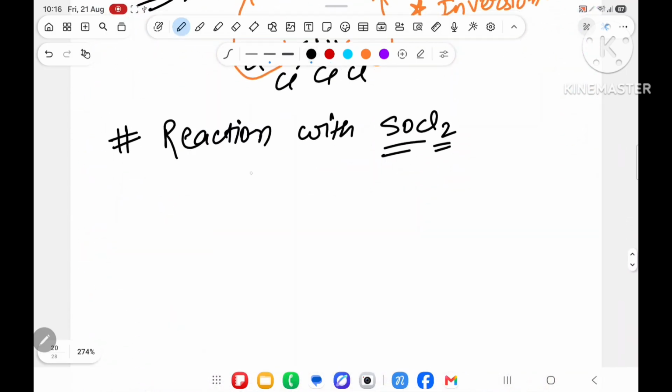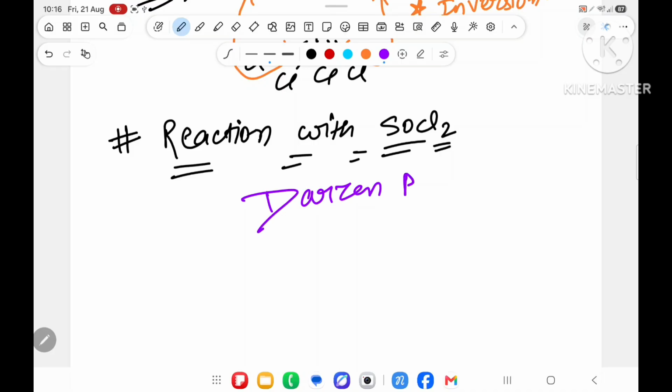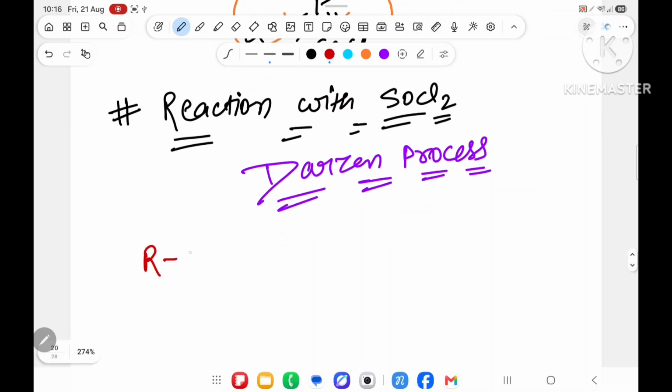Reaction with SOCl2, and this reaction has a particular name. The first reaction, HX, has Lucas reagent and the Groove's process. Similarly, this reaction name is the Darzens process. What will happen in the Darzens process?